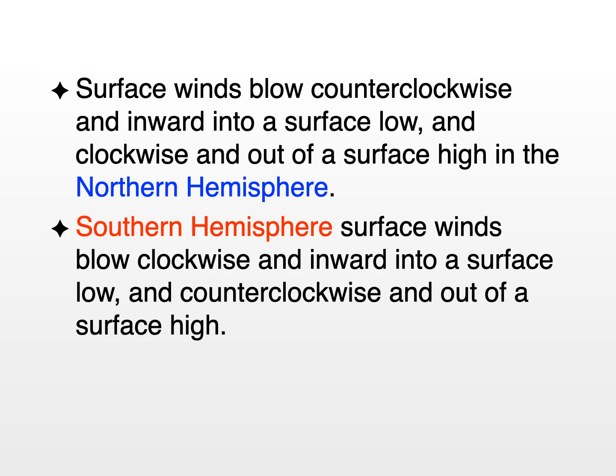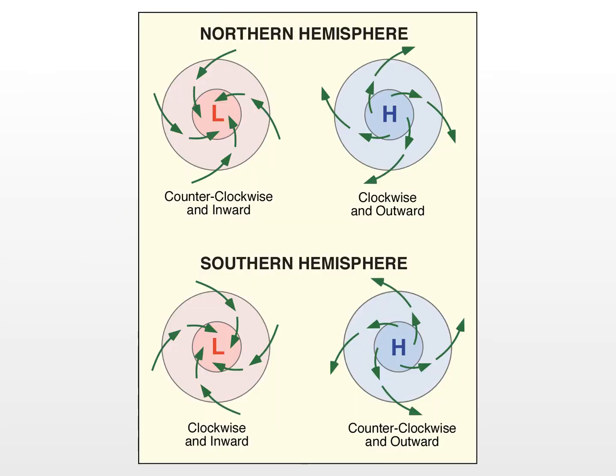Surface winds blow counterclockwise and inward into a surface low, and clockwise and out of a surface high in the northern hemisphere. In the southern hemisphere, surface winds blow clockwise and inward into a surface low, and counterclockwise and outward of a surface high. This is illustrated in this diagram. On the top, we see a low and a high pressure center in the northern hemisphere. So the low is counterclockwise and inward, and the high is clockwise and outward.